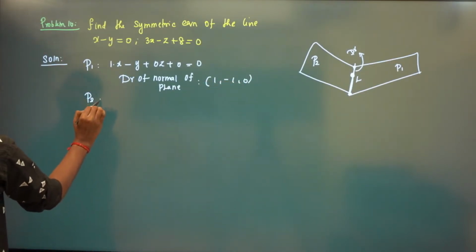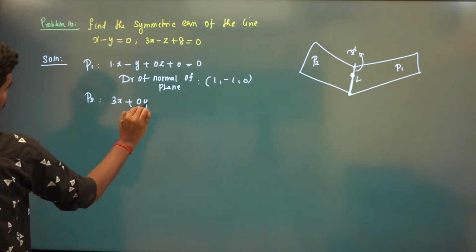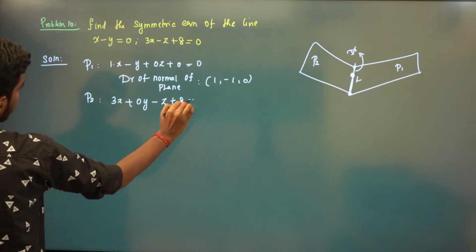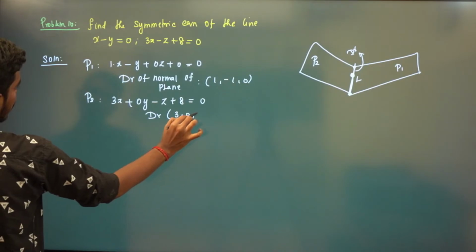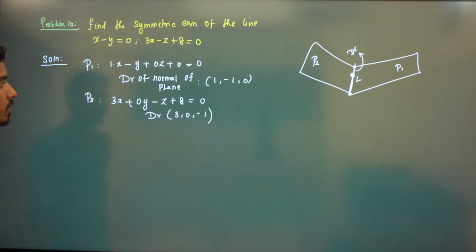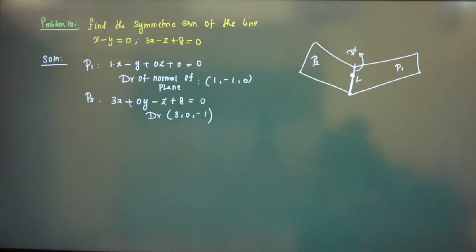And we have P2, which is the second plane. So we have 3x plus 0y minus z plus 8 is equal to 0. And this plane has direction ratio 3 comma 0 comma minus 1. Right? So how to find the direction ratio of L? You just try to imagine. Very simple.